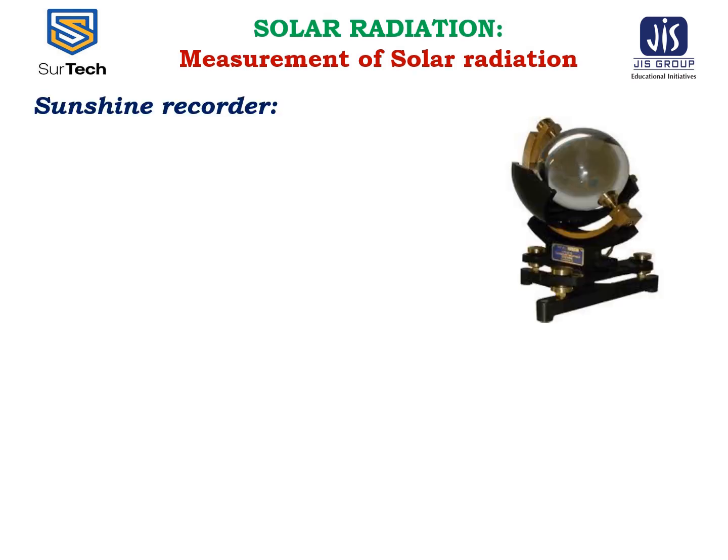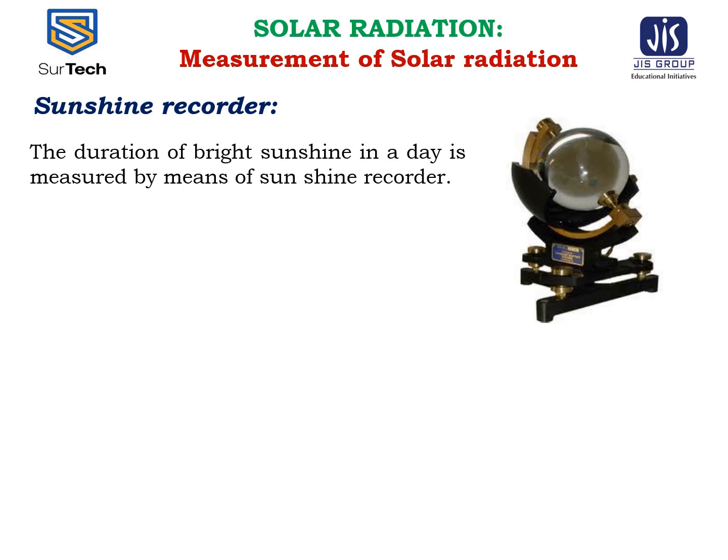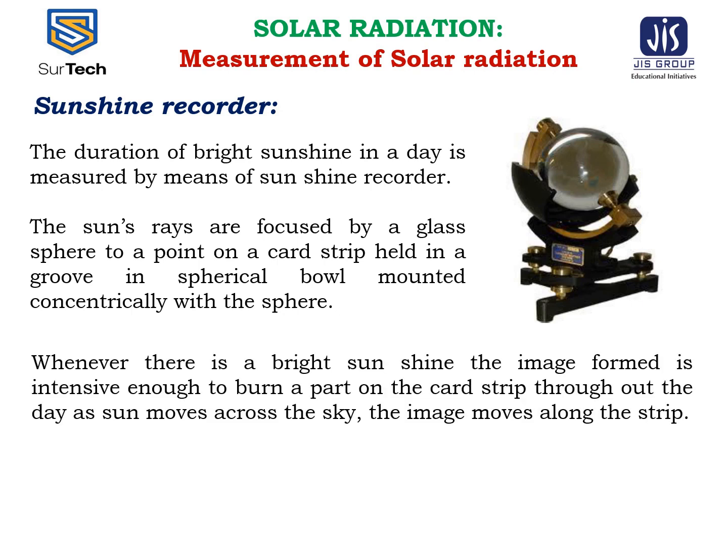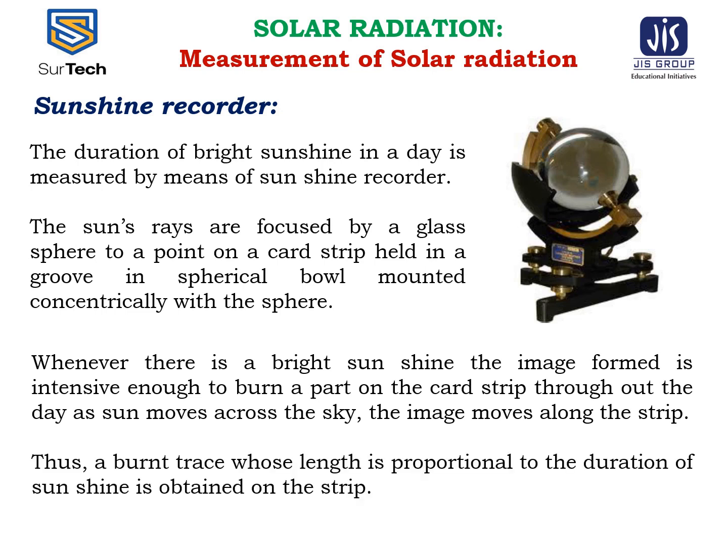Now the sunshine recorder. The duration of the bright sunshine in a day is measured by means of the sunshine recorder. The sun's rays are focused by a glass sphere to a point on a curved strip held in a groove in a spherical bowl mounted concentrically with the sphere. Whenever there is bright sunshine, the image formed is intense enough to burn a trace on the curved strip throughout the day. As the sun moves across the sky, the image moves along the strip. Thus, a burnt trace whose length is proportional to the duration of the sunshine is obtained on the strip.